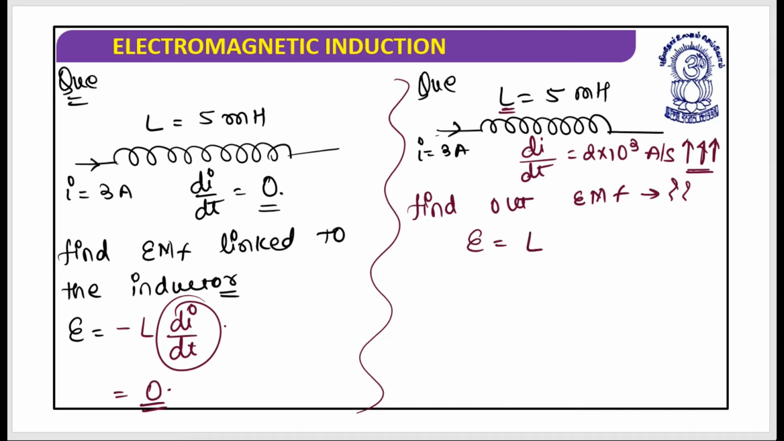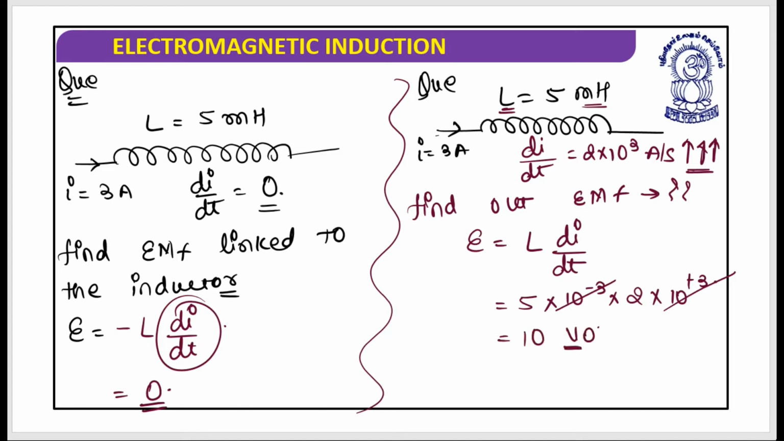To find out the magnitude, it could be written as E is equal to L di by dt. This is 5 into 10 to the power minus 3 multiplied by di by dt, that is 2 into 10 to the power plus 3. The plus 3 and minus 3 cancel, and this will be 10 volt. I hope this is clear. Now our first task is over. Now let's work on the second task.